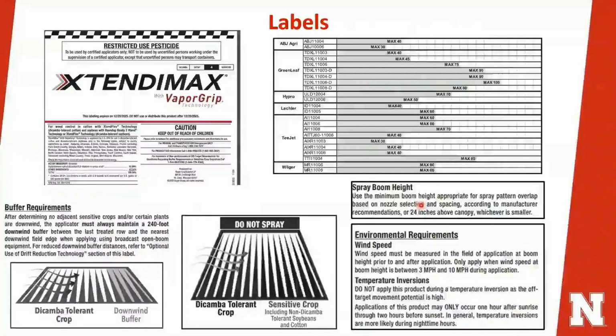For example, this is a section from the XtendMax label. You can see here the recommendation: don't spray over 24 inches above canopy. And also information detailing the environmental requirements as well. Talking here about the wind speed, in between 3 miles per hour and 10 miles per hour. Temperature inversions are very important as well. If you want to avoid problems with drift, this is more common when we have lower wind speeds. So again, herbicide labels and pesticide labels in general include a lot of information to help us understand the drift potential of our applications and how to mitigate that.